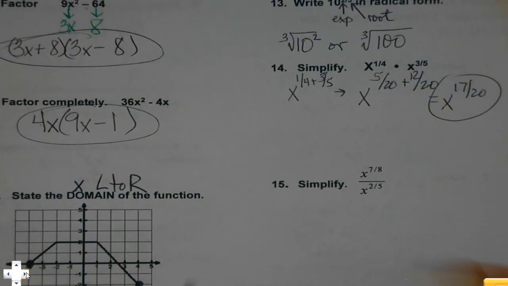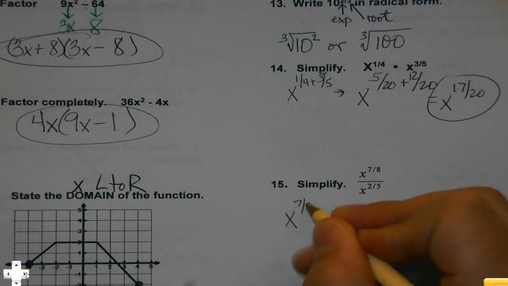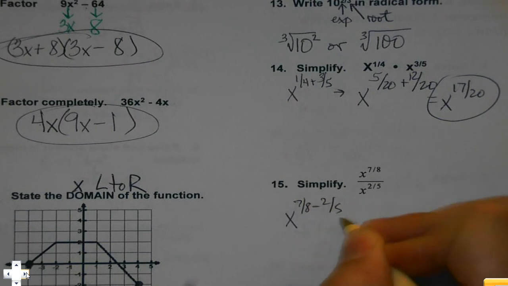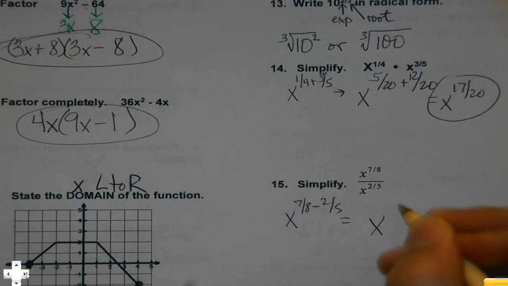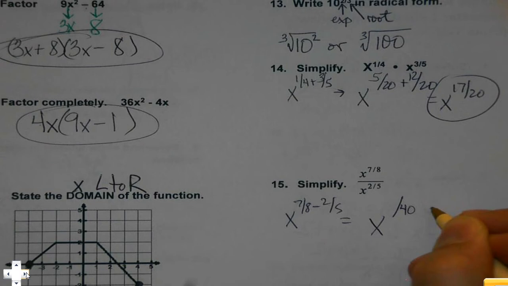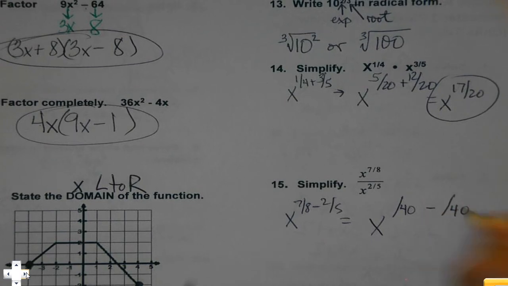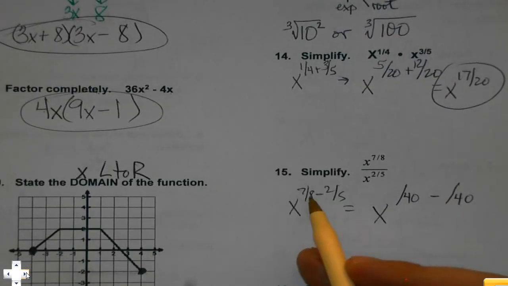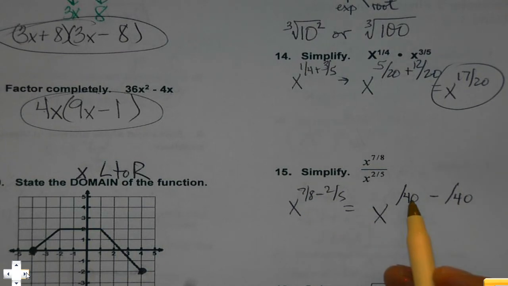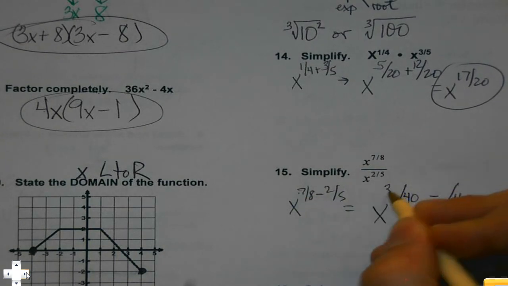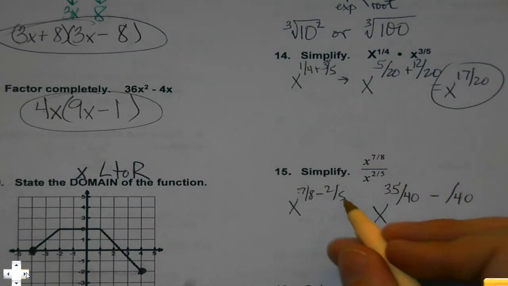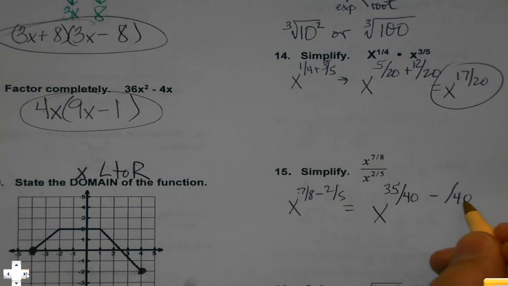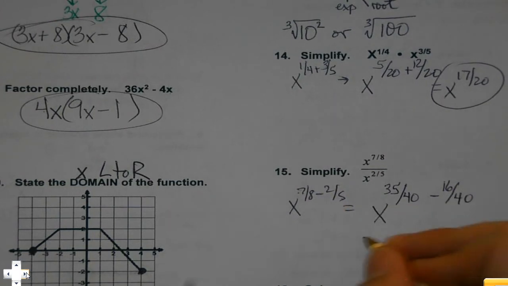Same thing with the next part. Again, we're subtracting exponents. Once again, I would be looking for a common denominator, which would be 40. 8 times 5 gets me to 40. So 5 times 7 is 35. 5 times 8 is 40. 2 times 8 is 16.